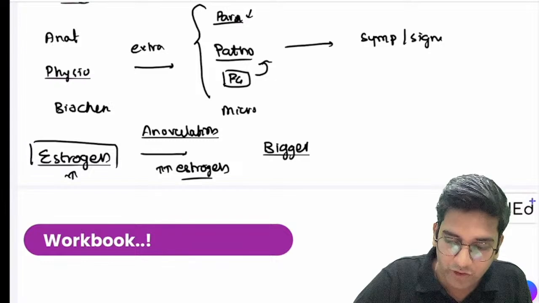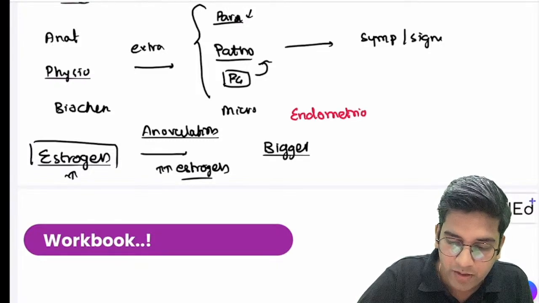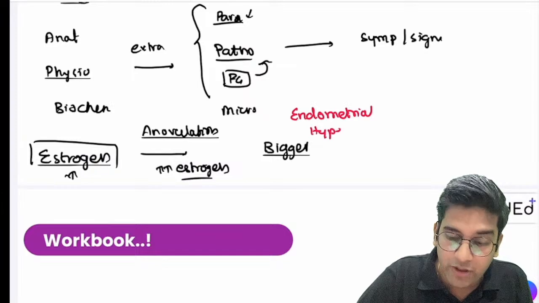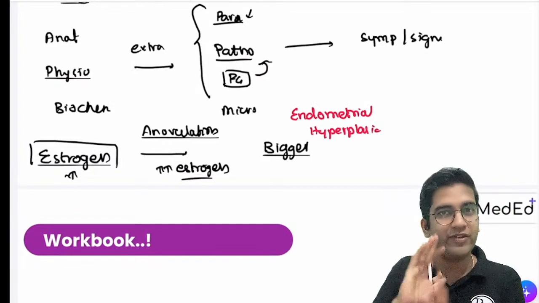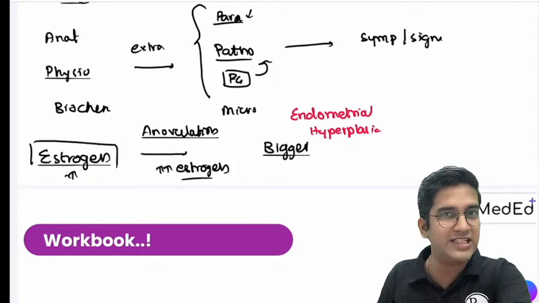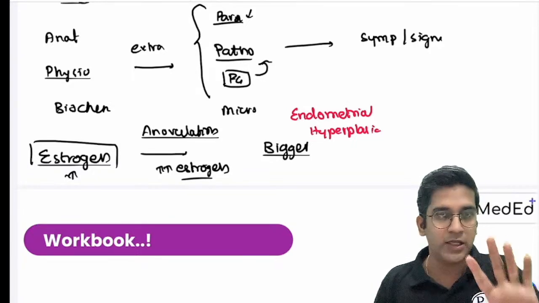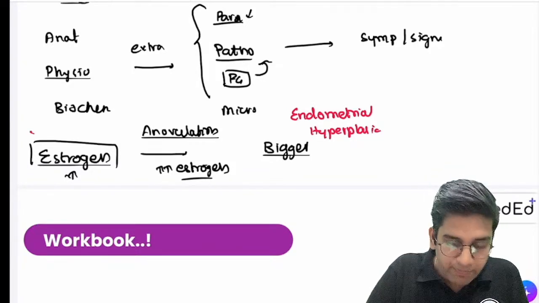Perfect. So this is pathology. I name it endometrial hyperplasia. Because the endometrium became bigger, we will see whether it is hyperplasia or hypertrophy when we go to the proper lecture. I'm just giving you an example of how we are going to correlate, right? Now I know pathology with this simple physiology.